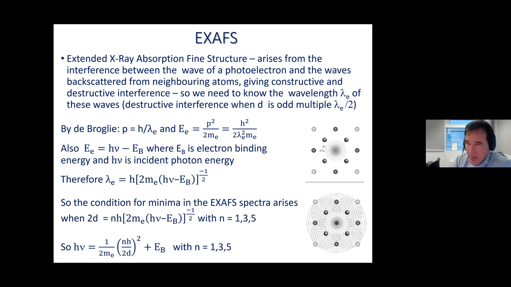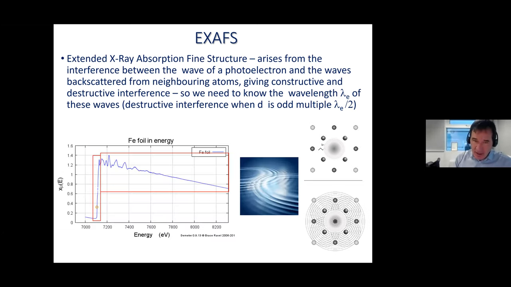Now, again, I'm going to take you through a little bit of the maths to establish how you then analyze it. If you're less comfortable with the maths, it doesn't matter. We're going to come up with a simple result anyway and a principle. But what we really want to be able to do is relate the energy of these peaks and troughs to the wavelength of the photoelectron, knowing that the interference condition is we need an odd multiple of lambda over two for destructive interference. So it's all about calculating the minima here, which is what corresponds to the destructive interference.